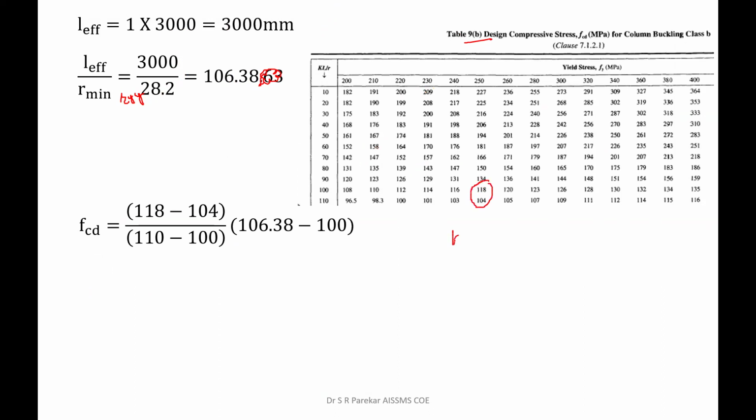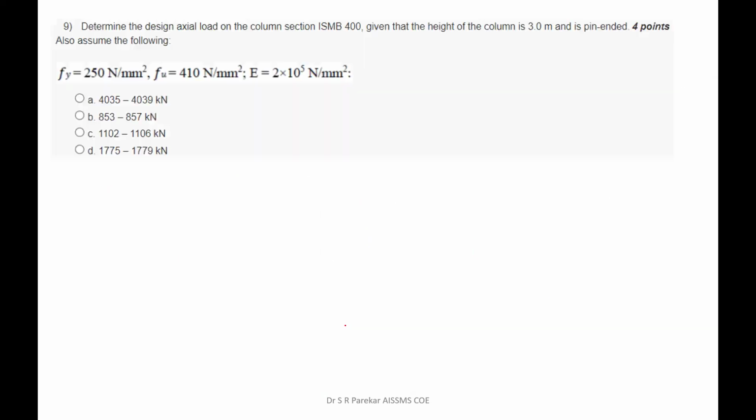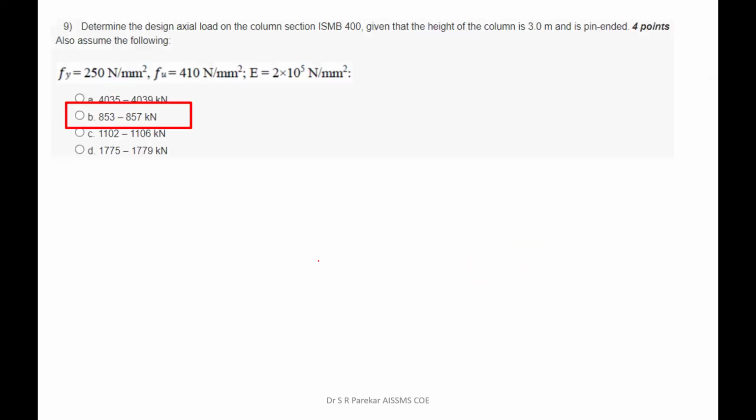If I write KL upon R, we have 100 and then 110, and FCD we have 118 and 104. And for this, again, we made the same step, 104 minus this. From this, we will get the value of FCD, and that value is 109.07. If we put the area 7840, PD will be 855.11 kilonewton. So now 855 will again be in option B. So we have option B.